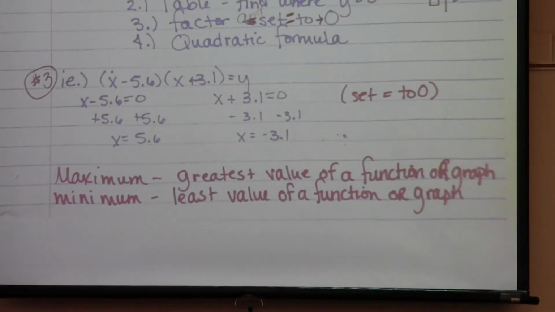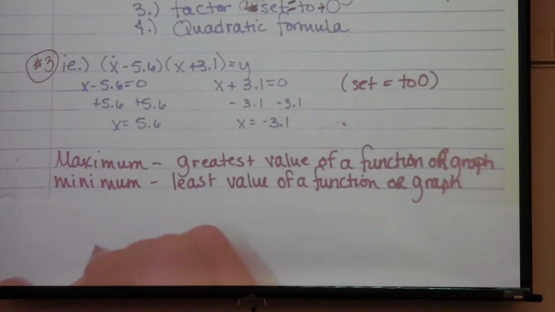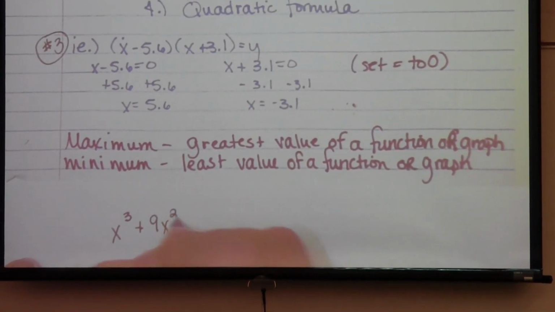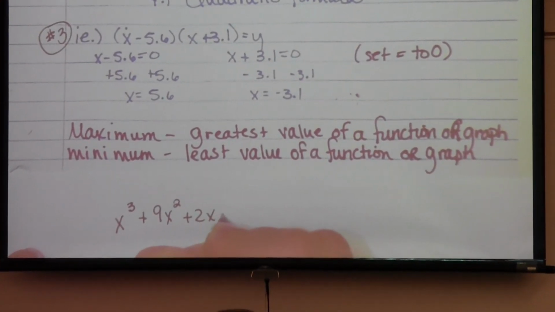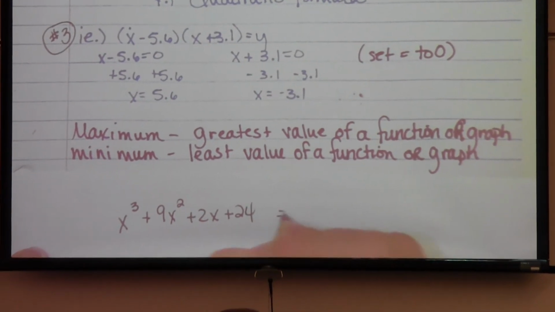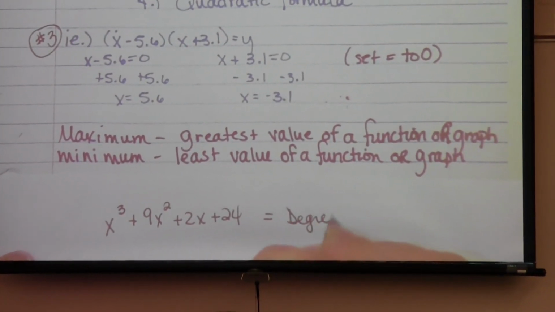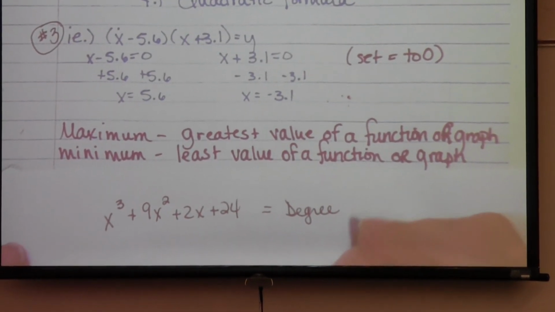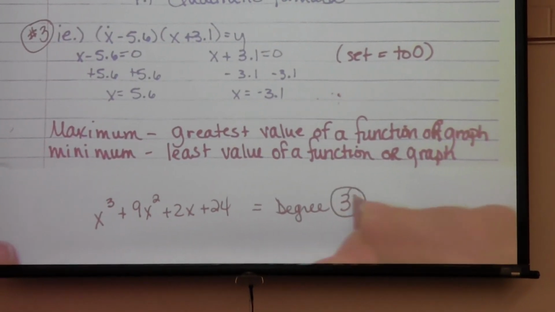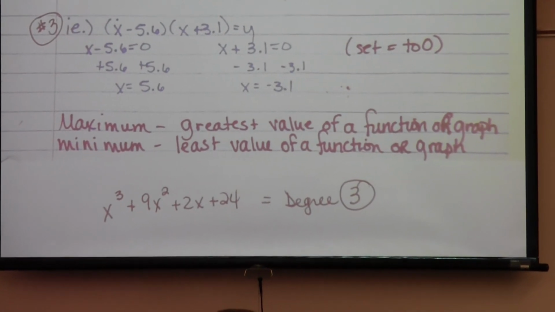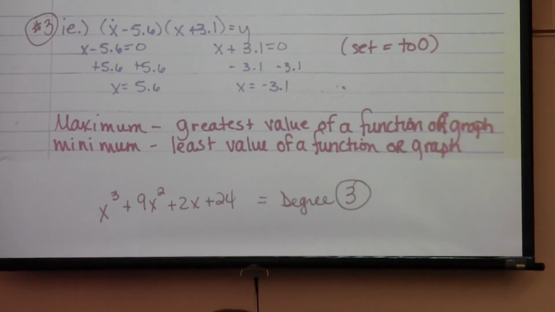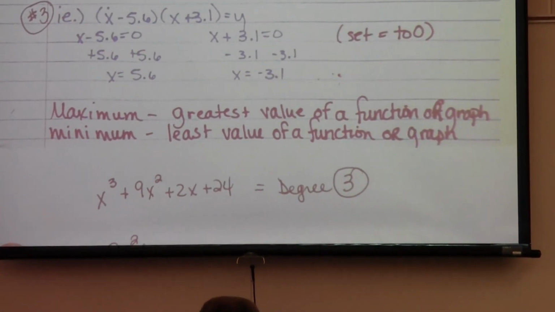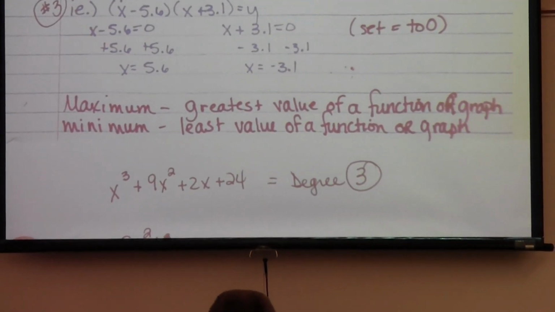So, for example, one of the problems we're going to look at today says x to the third plus 9x squared plus 26x plus 24. And they want to know what's the degree of that polynomial. It's just degree 3. So those are pretty easy, right? What if they had given it to you like this?